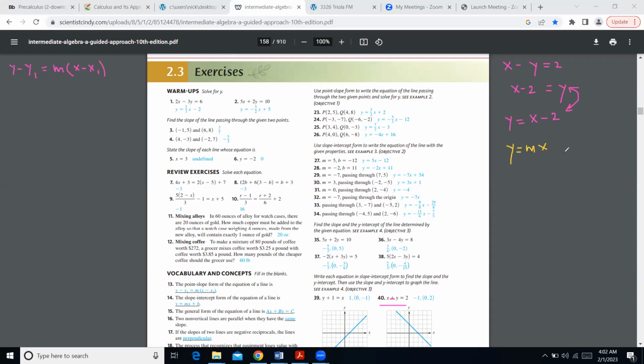Once I have y isolated on one side of the equation, then I can declare that the slope is equal to 1. Whatever is multiplied by x is called the slope, and that's equal to 1. And the y-axis intercept, the intersection of this line with the y-axis, is -2. So these are the two things that we were looking for in the exercise.